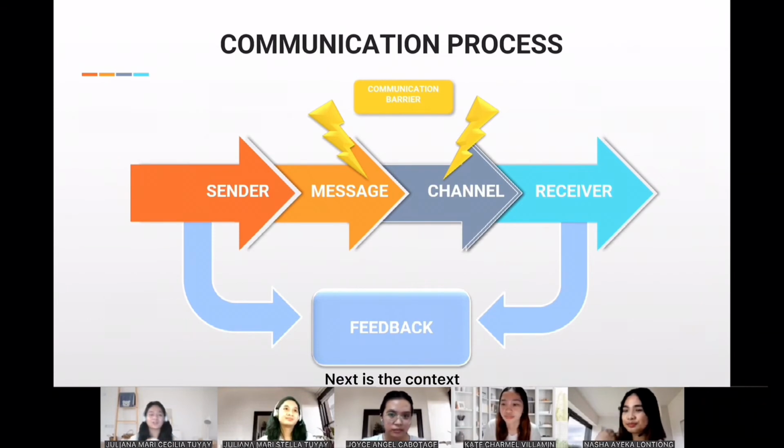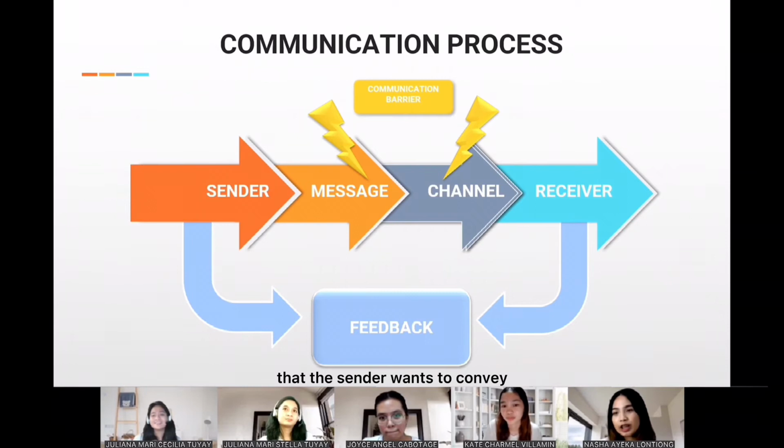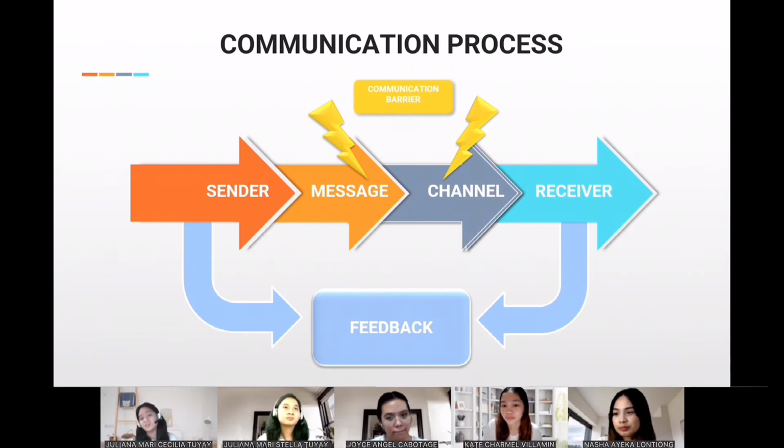So, next is the context. The context is the overall meaning of the message that the sender wants to convey. Does it answer what is the purpose of the message? It is to tell a joke, sarcasm, to motivate, or to provide pieces of information.